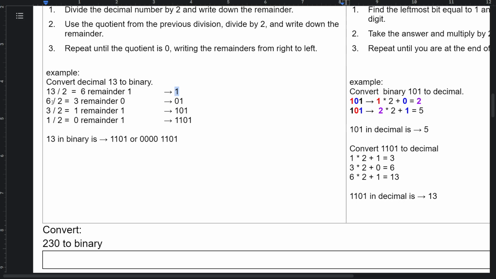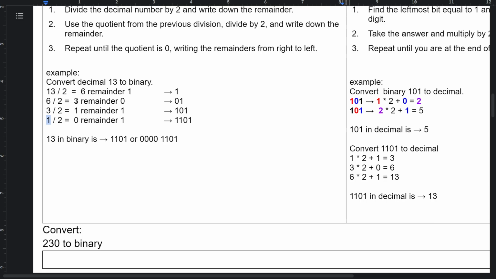Now we take that 6 and we divide it by 2, and we get the number 3 with a remainder of 0. So we write that 0 down to the left. That's really important. It's to the left. Then we take that 3 and divide it by 2. We get 1 with a remainder of 1, so we write that 1 to the left. We take the 1, our quotient, and we divide it by 2. So that second step says use the quotient from the previous division, divide by 2, and write down the remainder.